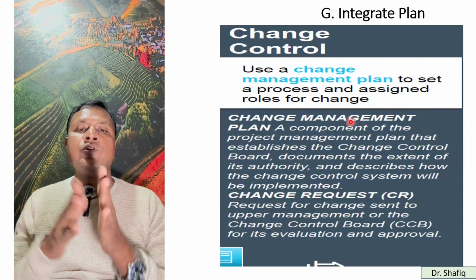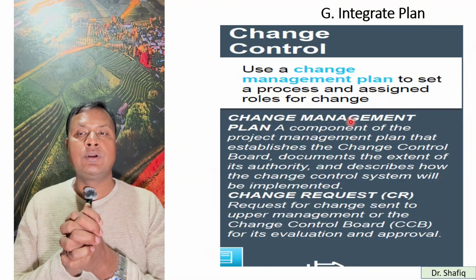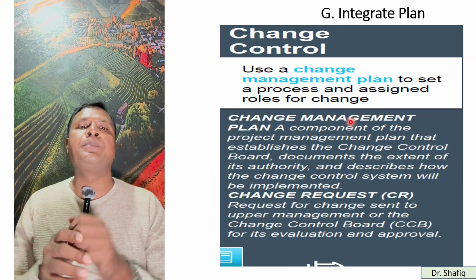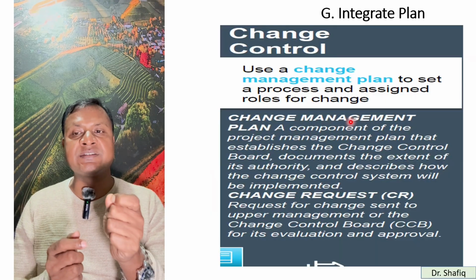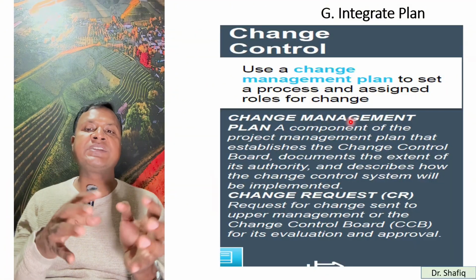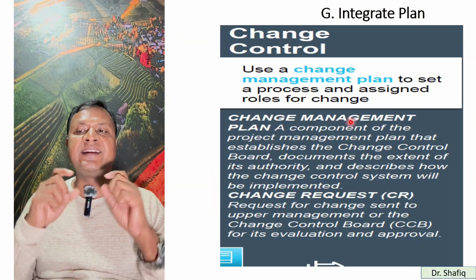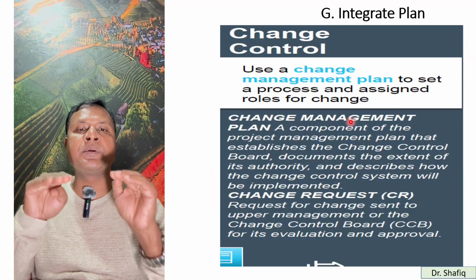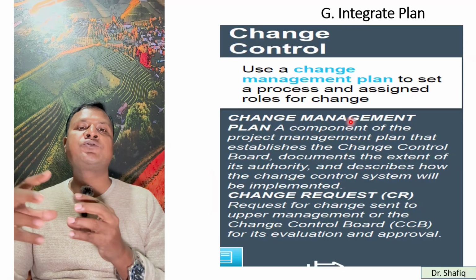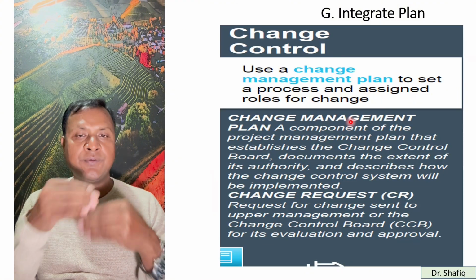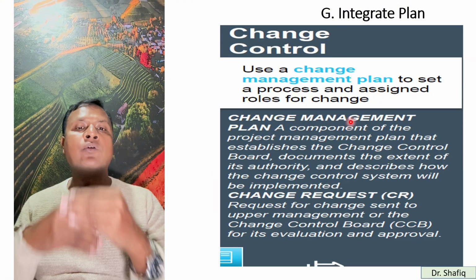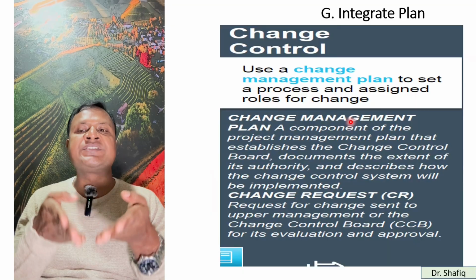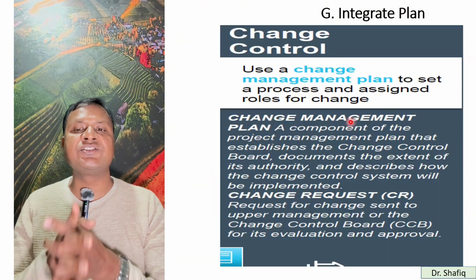So for this, you have to have some kind of change control. What is a change management plan? The change management plan is a component of the project management plan that establishes the change control board, documents the extent of its authority, and describes how the change control system will be implemented. So in the change management plan, there is a change control board. They actually decide which changes will come to them and how they will be implemented, how they will be approved. And that's called the change management plan. And you have to put in a change request. So we call it the change log.